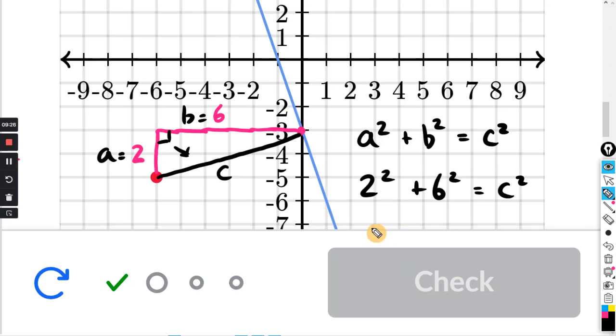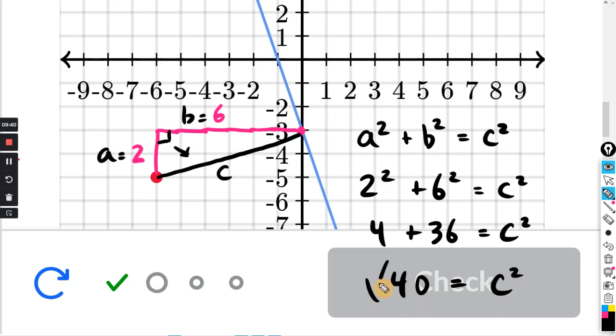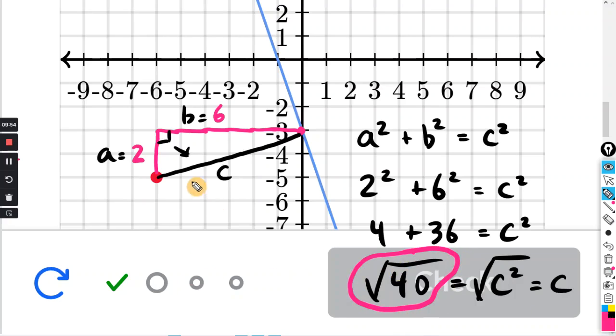Okay, 2 squared is 4. 6 squared is 36, and that equals c squared. And of course, 4 plus 36 is 40. That equals c squared. And solving for c, you just take the square root of both sides. Okay, the square root of c squared is just c. They said leave your answer as a radical. So I am just going to leave it as radical 40.